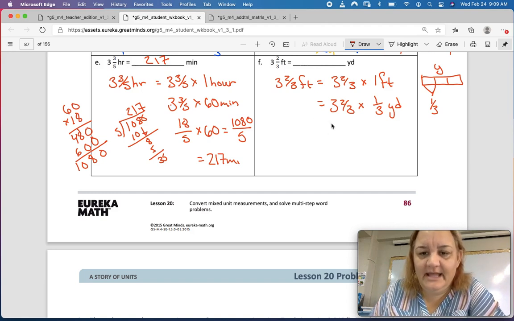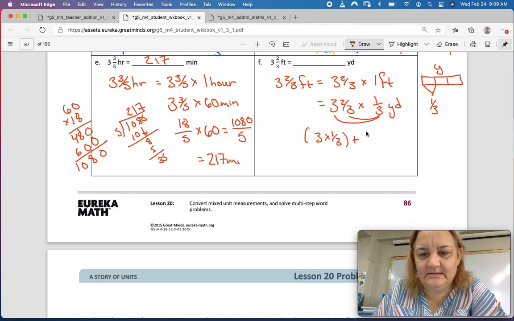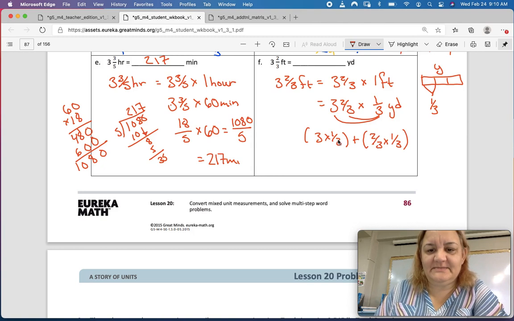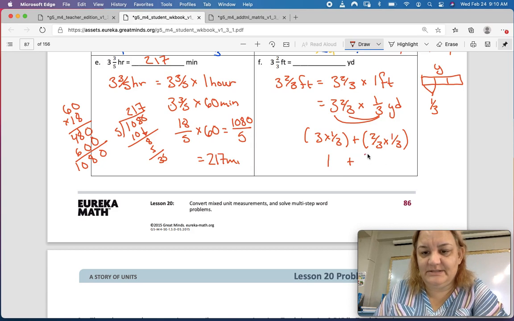And I'm going to use my distributive property. So 3 times 1/3 plus 2/3 times 1/3. Well, 3 times 1/3 is 3/3, which equals 1. And 2 times 1 is 2, and 3 times 3 is 9. So my answer is 1 2/9 yards.